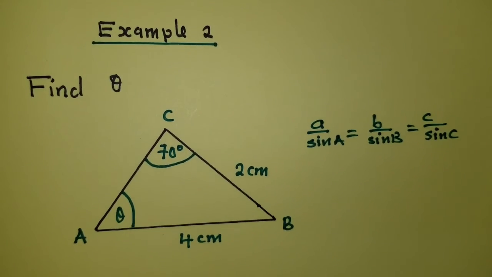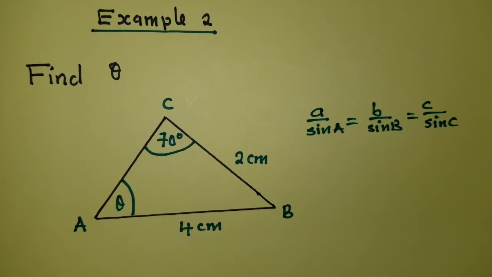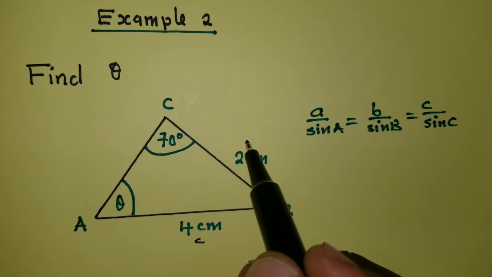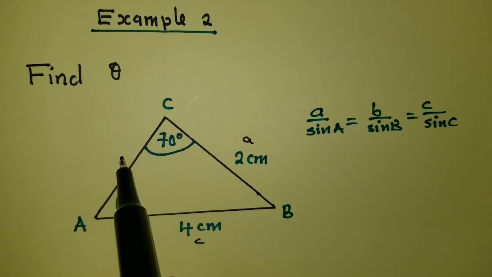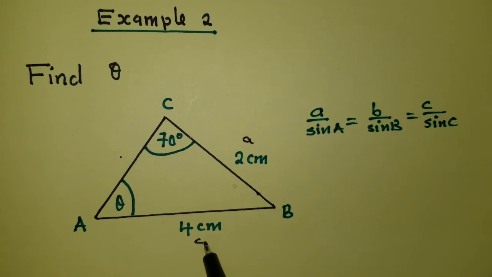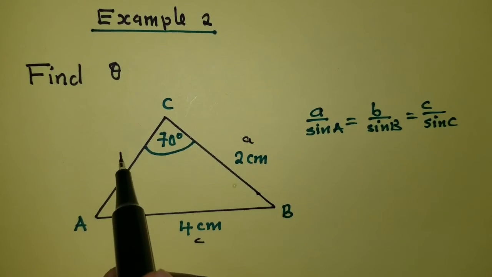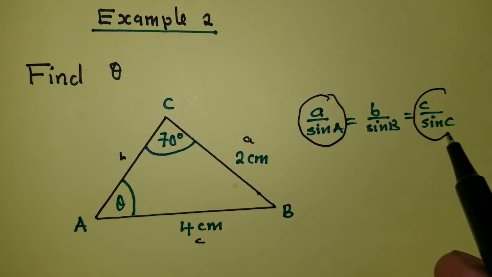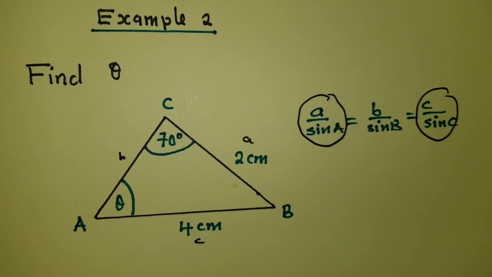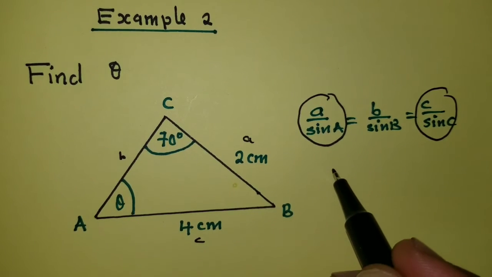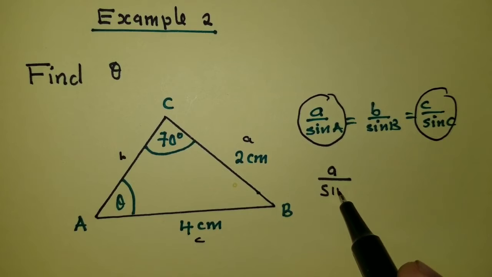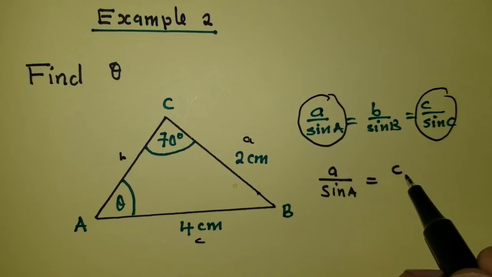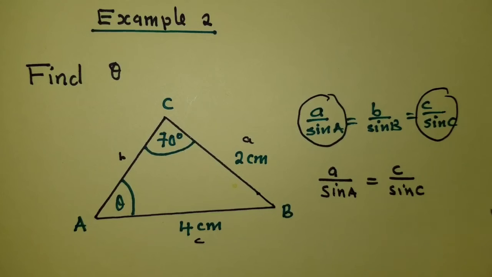Now, which terms are we supposed to work with? So let's label. We have small letter c here, small letter a right here. For b, we don't have here. So we are only working with the a and c. We know that this is small letter b, but we are not working with it. So we are working with a and what? And c. b is not involved. So we're going to write our new formula as a over sine A equal to c over sine C.